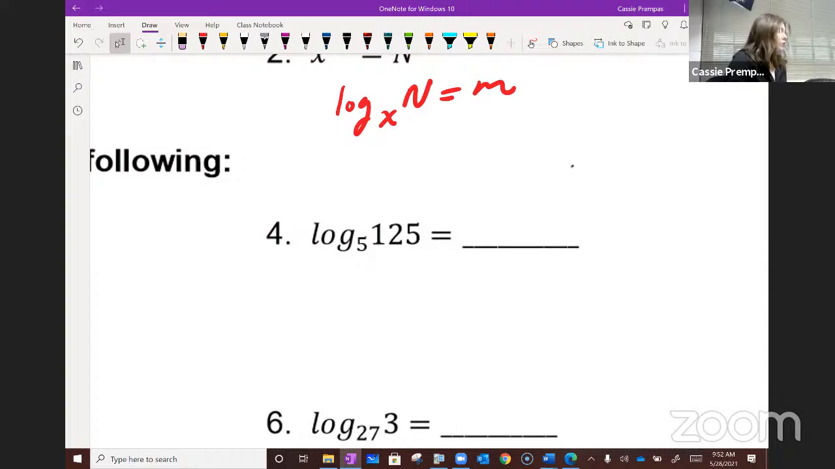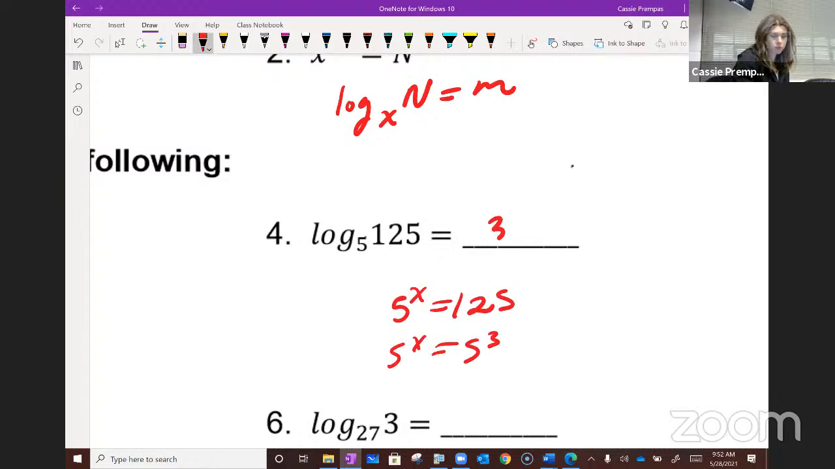Okay, number 4. Number 4, try to do it by hand first. See if you can figure it out mentally, and then check it on your calculator. All right, if you got this one, the answer should be 3. 5 to the 3rd power is equal to 125.